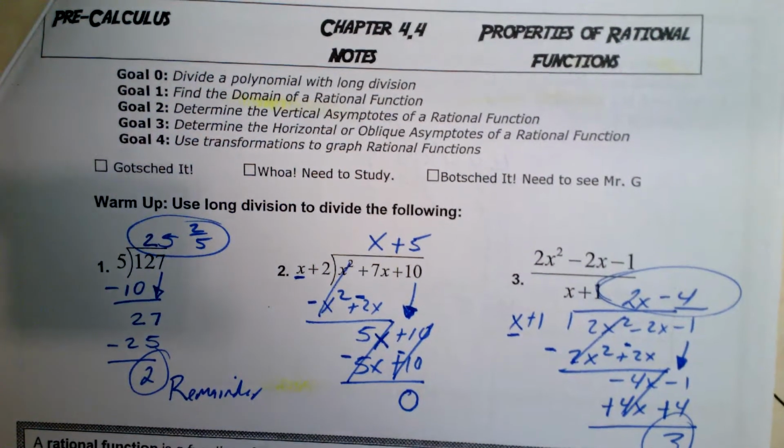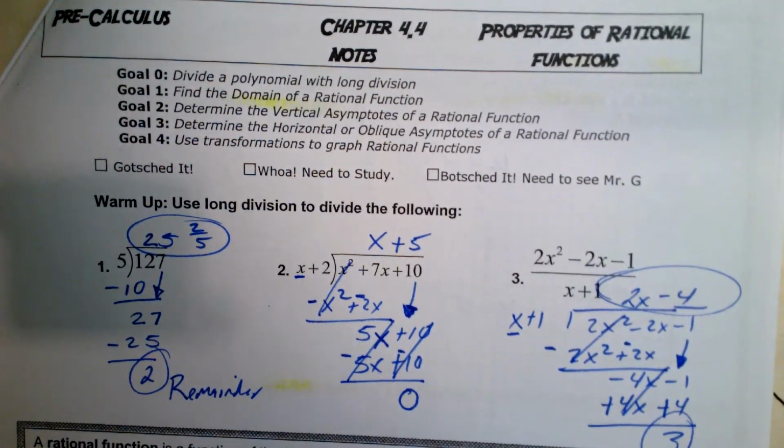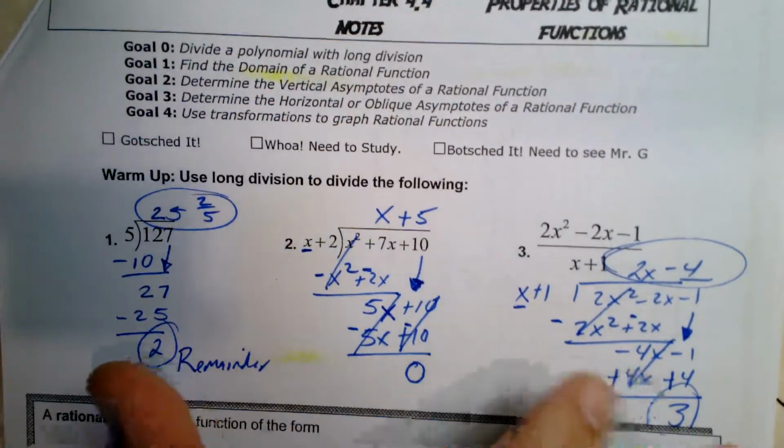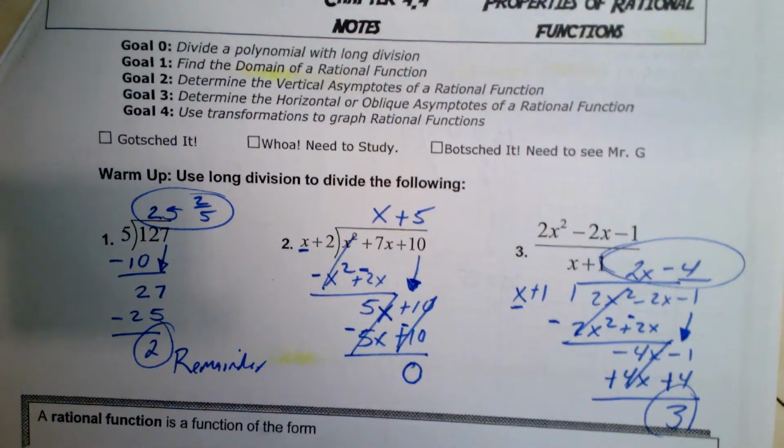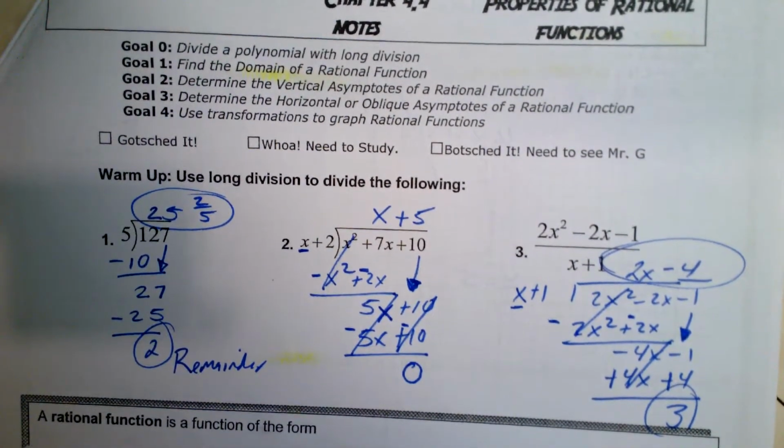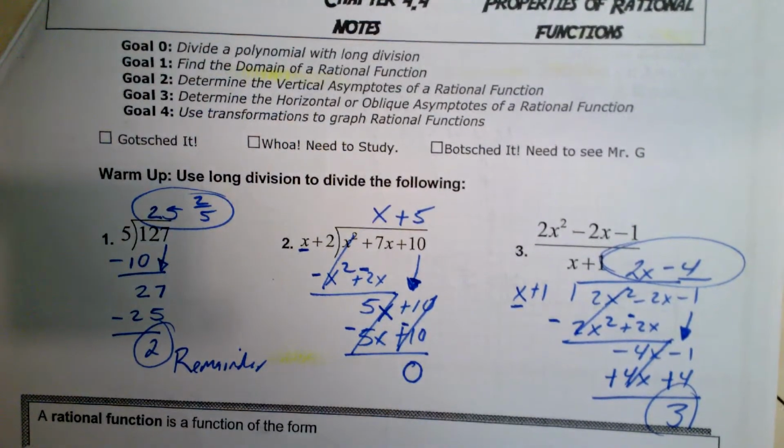All right, so ladies and gentlemen, we're at chapter 4.4. We're finishing up our notes from yesterday. We should know how to do long division. I showed you guys that yesterday on the video. With long division, we're going to need that when we do oblique asymptotes. It's like the last thing we do today, okay?